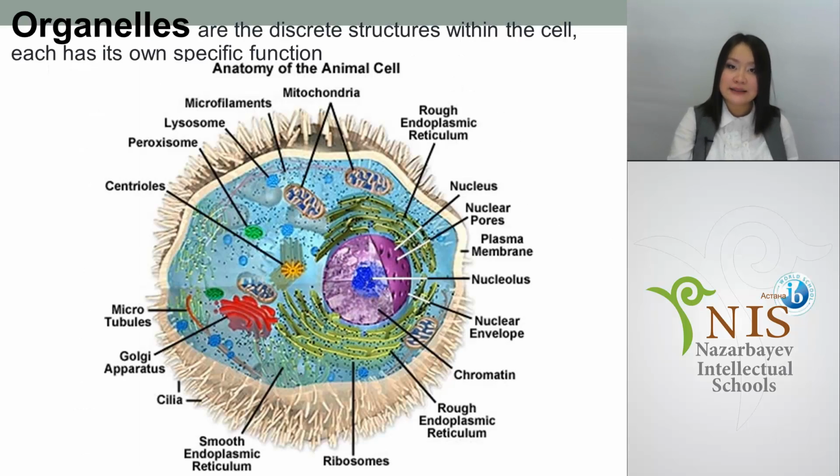Organelles. Do you remember from the previous picture there were the levels atoms, molecules, and then organelles? Now look at organelles. Organelles are discrete structures within the cell, inside of the cell, and each has its own specific function. Look at this amazing picture of the cell.